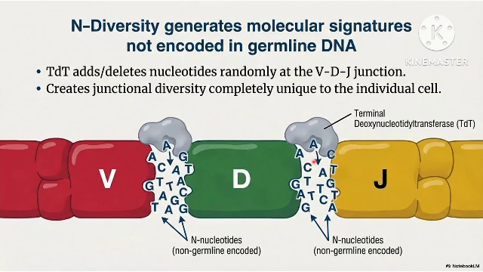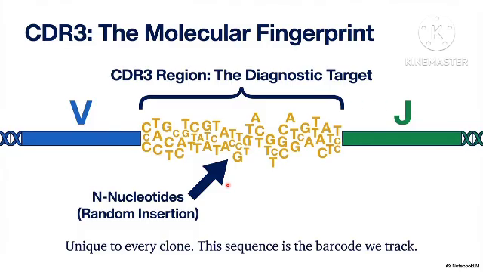This VDJ junction region is the CDR3 region. That's why I said that each clonotype carries a specific CDR3 signature. So this CDR3 signature will be unique to every clone.